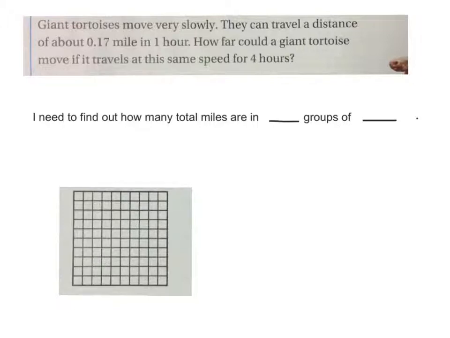Okay, it says giant tortoises move very slowly. They can travel a distance of only about 17/100ths of a mile in 1 hour. Can you imagine? 1 hour and all they move is 17/100ths of a mile. I mean, a mile is pretty long, but that's less than, do you guys know how many times you need to run a lap to run 1 mile? 4 laps is 1 mile. Is 17/100ths of a mile more or less than 1 lap? Less. Okay, so it's going to take 1 hour for them to go less than 1 lap.